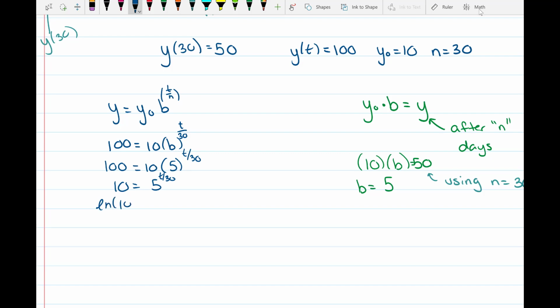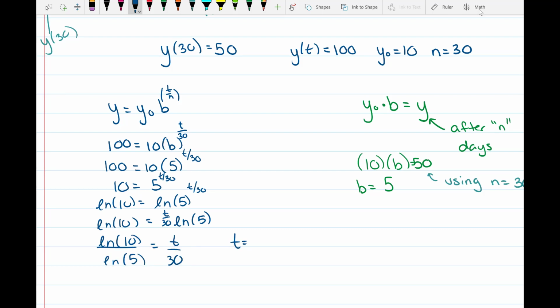I take the ln of both sides. I get ln of 10 is equal to t over 30 ln of 5. I'm going to divide both sides by ln of 5. I get t over 30. So I get t is equal to 30 ln of 10 divided by ln of 5, which if you put that in a calculator, works out to roughly about 42.92 days.